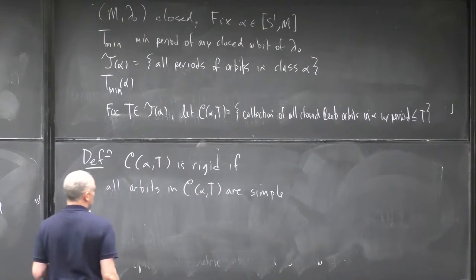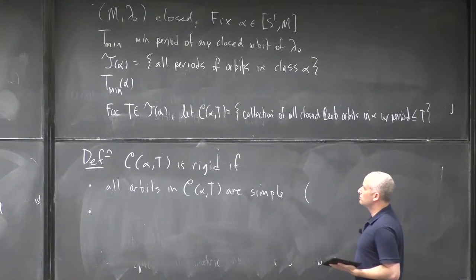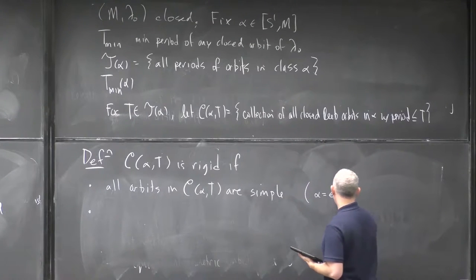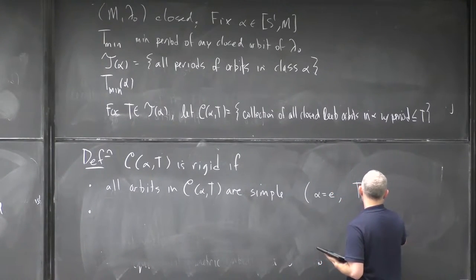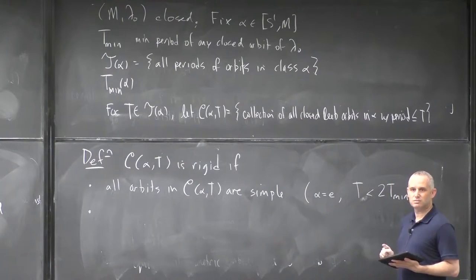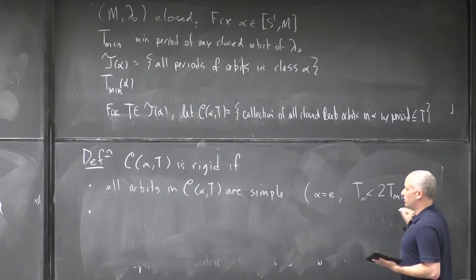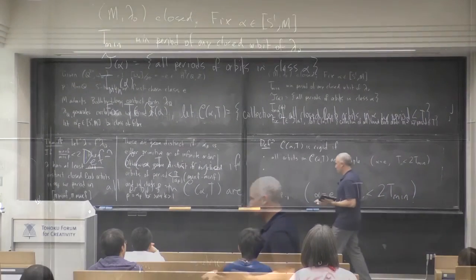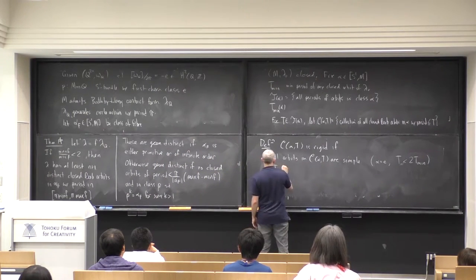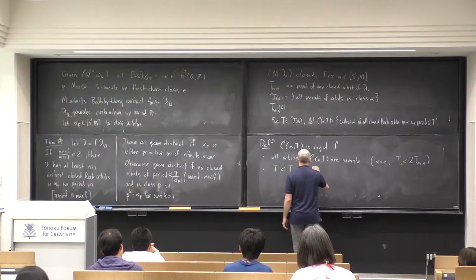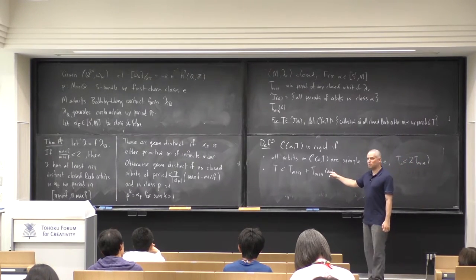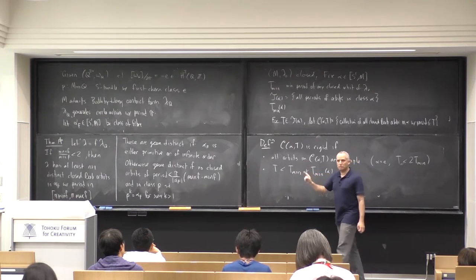Next, this puts conditions on T sometimes. So let's say if alpha is the trivial class, then T must be less than 2T min. You can't go too far. In fact, we need more. Because we're aiming for generality, we're going to assume more. We want T to be less than T min, the smallest period, plus the smallest period in class alpha. So it can be bigger than this, but not by more than this.